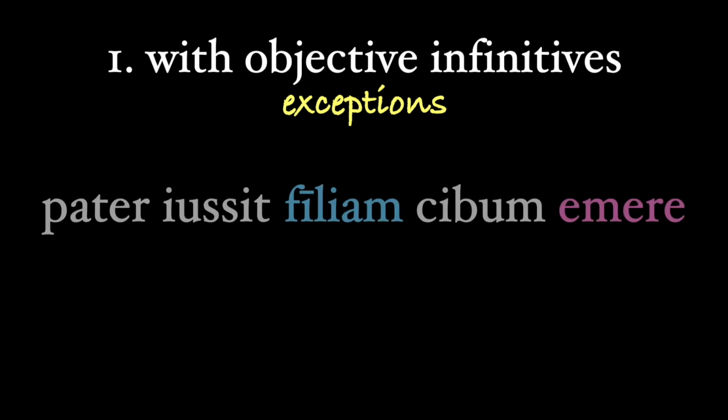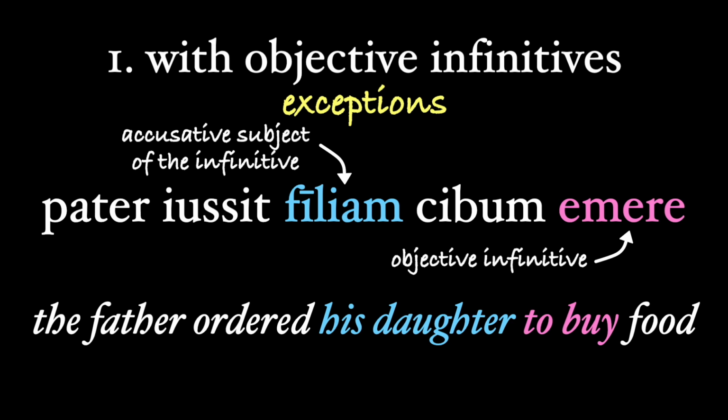If you're writing your own Latin, though, it's important to note that not all verbs you'd expect take an accusative plus an infinitive. So many verbs take a subjunctive ut clause instead, including those whose meanings are pretty similar to verbs we've already seen. So while we may say pater iusit filiam cibum emere, the father ordered his daughter to buy food. Filiam is our subject accusative.